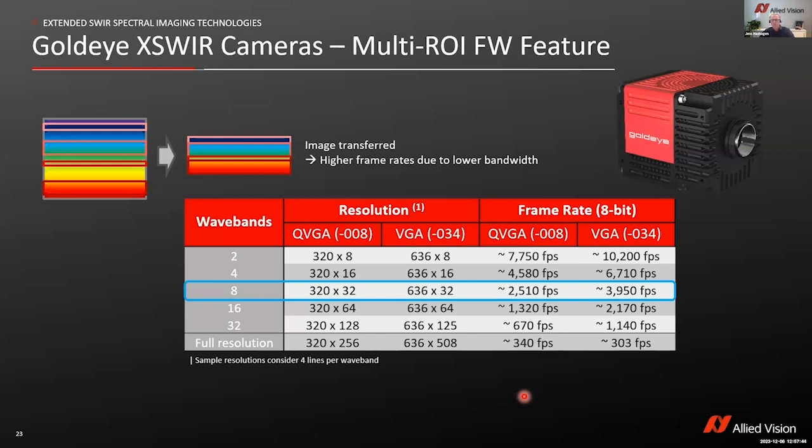And for example, when only 8 bands are selected, that each has a height, in this case, of 4 pixels, to distinguish certain materials or to identify certain spectral features, the frame rate can be increased by a factor of approximately 10 versus the full frame resolution.